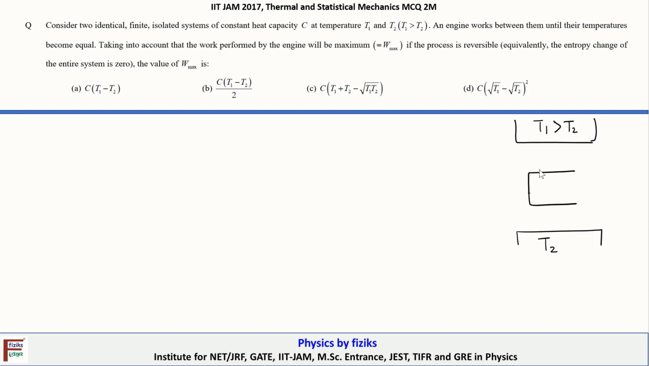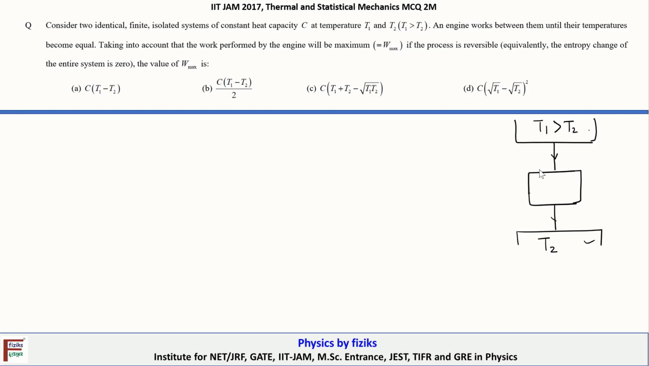So we have an engine which is working in between these two reservoirs until their temperatures become equal, and this is only possible when we treat the two reservoirs as finite bodies. It's further given, taking into account that the work performed by the engine will be maximum if the process is reversible, that the process is reversible.